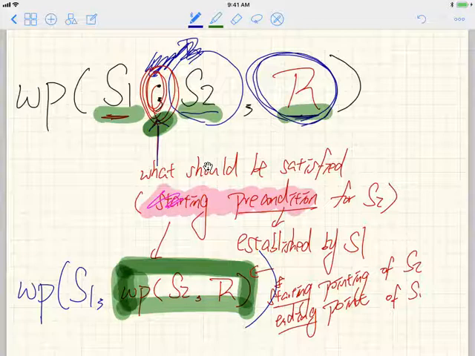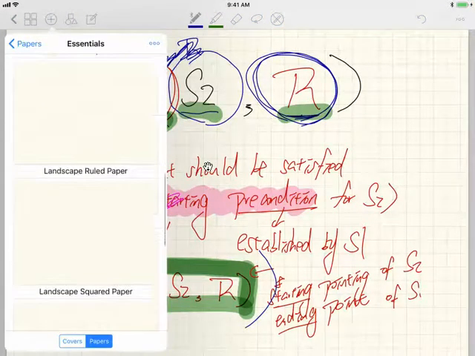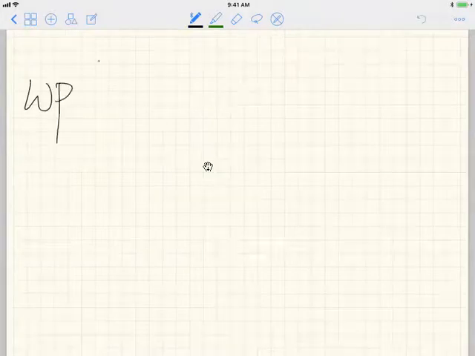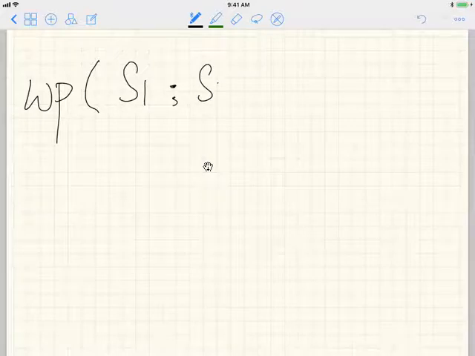So that's the final answer. Okay? Now, this is a bit messy here. Let me just use another page to repeat the point. Okay, let me make it a little bit cleaner. Again, if we have WP of S1 followed by S2, and then we want to establish some post-condition R.